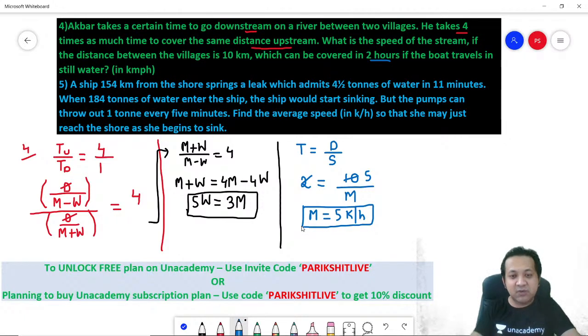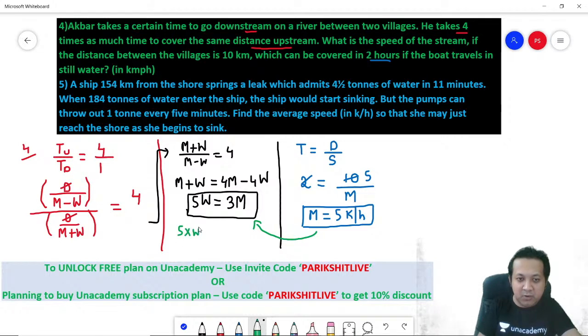Now they are not asking you the speed of man, they are rather asking you the speed of the stream. In other words, speed of water. So I think you can go back and substitute the value of m out here in the equation. You will get w. So let's put it. 5 into w is equal to 3 into m. What is m? You just calculate it. m is 5. So 5 cancels out. So what is w? w is 3 kilometers per hour. Any doubt?